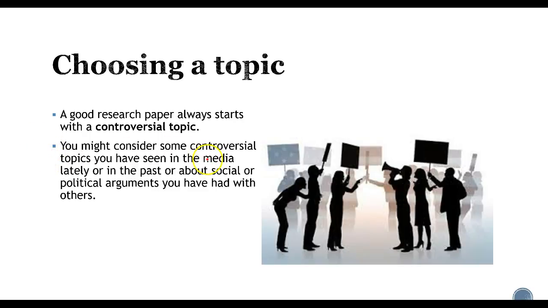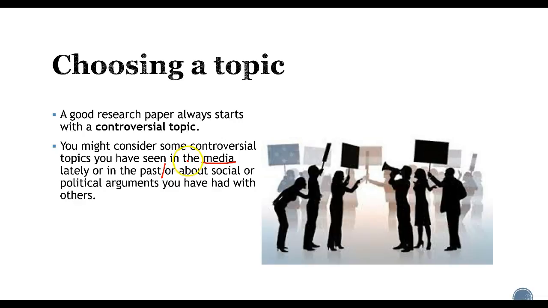If you just think about the news and the media, there have been lots of controversial topics lately, and there always are controversial topics in the news and media. So that's one place you could potentially find a topic. For instance, they've been talking a lot in the news about the Confederate flag in South Carolina. That's a controversy. Some people think it should come down, others think it shouldn't.